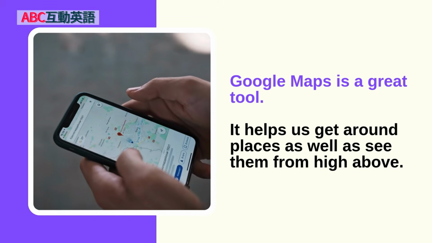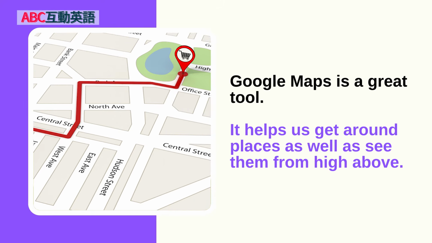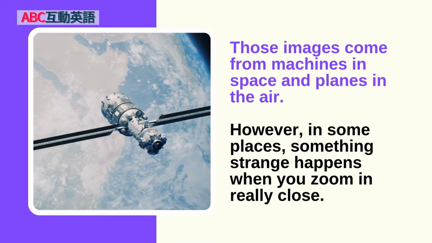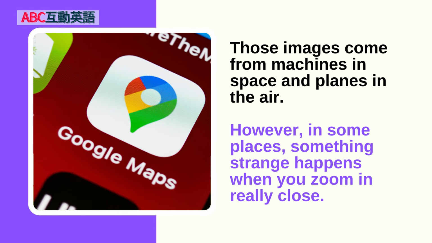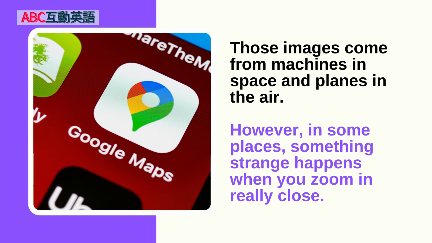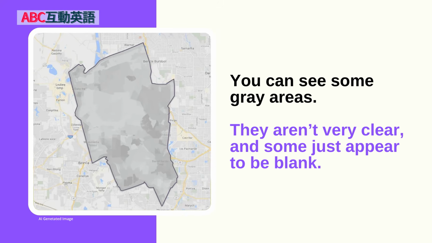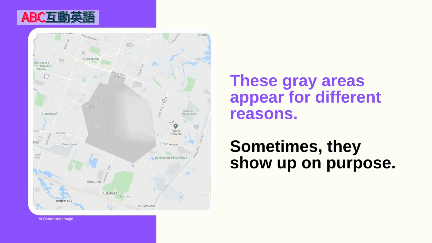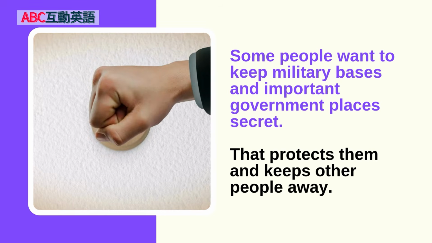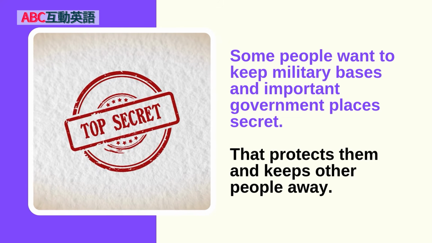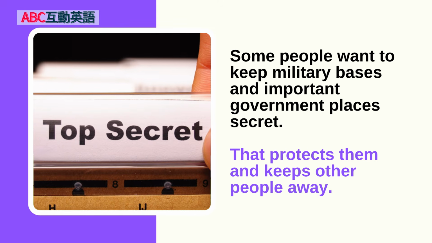Google Maps is a great tool. It helps us get around places as well as see them from high above. Those images come from machines in space and planes in the air. However, in some places, something strange happens when you zoom in really close. You can see some gray areas. They aren't very clear, and some just appear to be blank. These gray areas appear for different reasons. Sometimes they show up on purpose. Some people want to keep military bases and important government places secret. That protects them and keeps other people away.